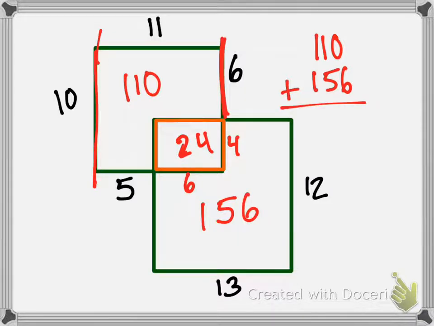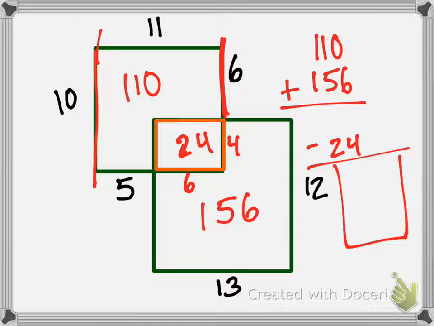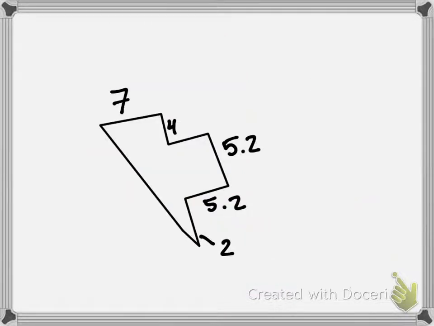So here I add 110 and 156, and then I'm going to subtract that 24, and it's going to give me my ultimate answer. So Romario, what's 110 plus 156? 266. And then what do I get, Romario, when I subtract 24? 242. Excellent. Now, once again, if these were inches, it would be inches squared. If it was meters, it would be meters squared. If it was feet, it would be feet squared. Area is squared.